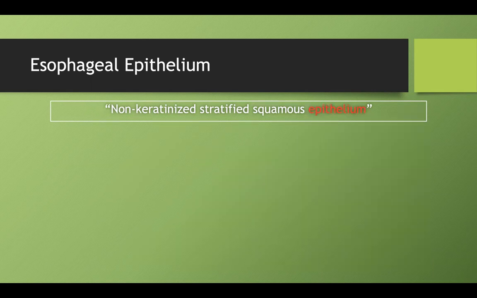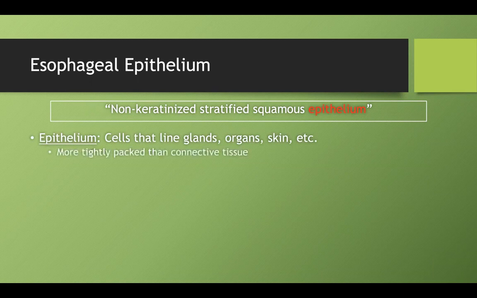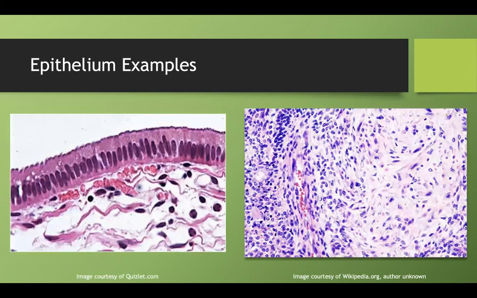So we saw epithelia in our oral cavity lecture. Epithelial cells are just cells that line glands. They could line organs. They can line our skin. So it's a pretty broad term, and it's densely packed, way more densely packed than connective tissue. And you can see there's different types of epithelia, and I'll show you a picture. We have two different types of epithelia, and in both examples, you can see how tightly packed these cells are compared to the connective tissue that exists right behind it.